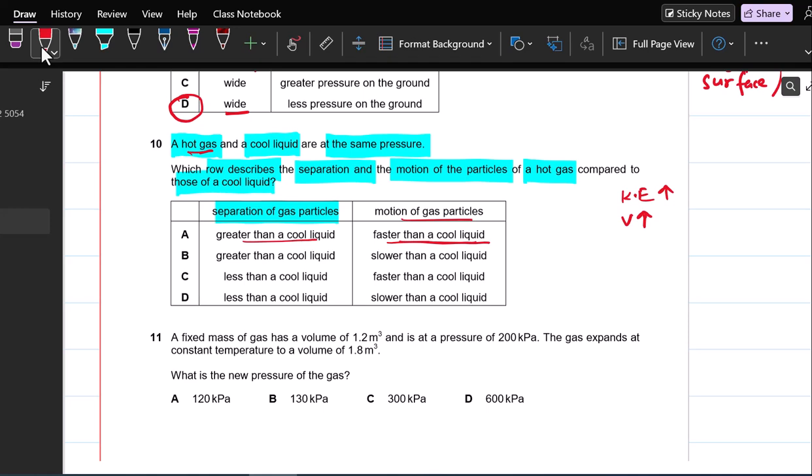Here it says slower, not possible. Faster than a cool liquid, but separation is less, so not possible. A is right. Separation greater than cool liquid, separation means moving away, and the motion of gas is faster because speed increases with kinetic energy.